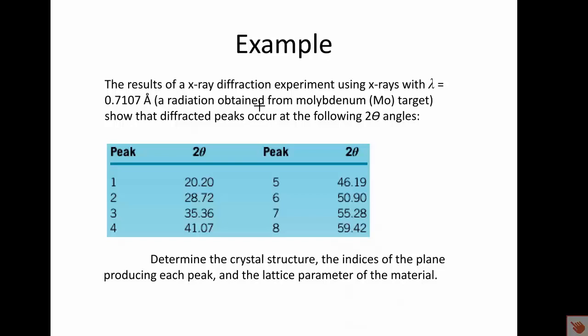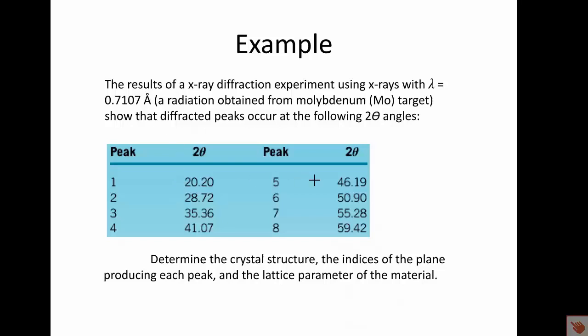I just want to explain what this means about the molybdenum target. One can obtain different frequency or wavelength of X-rays by using different targets on which an electron beam is directed onto. So molybdenum gives a characteristic X-rays of this wavelength. There are further filters to, if necessary, filter the X-rays coming from the target to produce a monochromatic source.